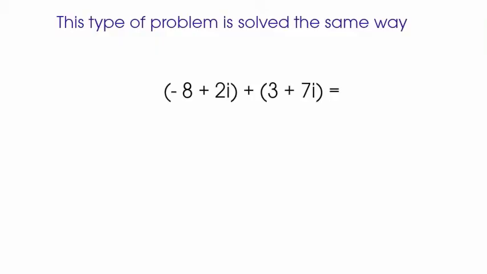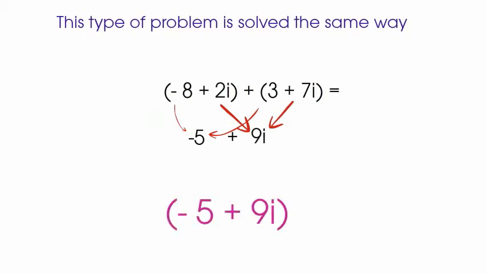This type of problem can be solved the same way. You first collect like terms, so -8 plus 3 equals -5, and 2i plus 7i equals 9i. Therefore, the answer is -5 plus 9i.